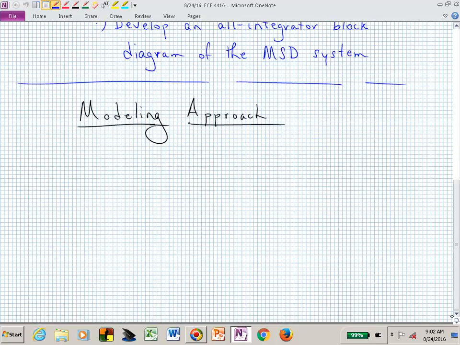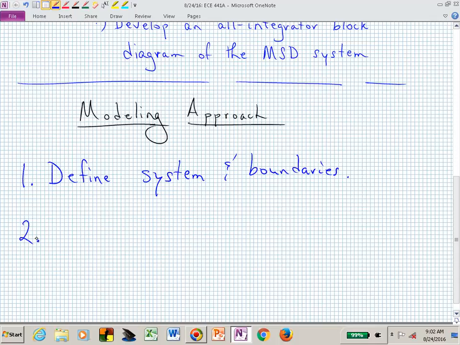Here's the modeling approach. First, we need to define the system, and really what are we focusing on in terms of the model, its boundaries. How do we identify and focus on the particular mechanical system, electrical system, what system are we playing with? That's the first step.